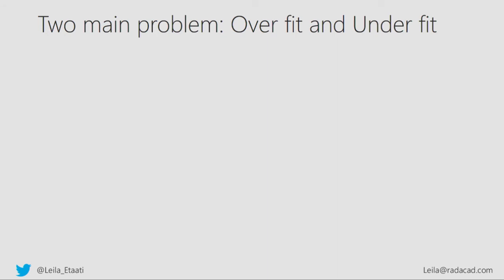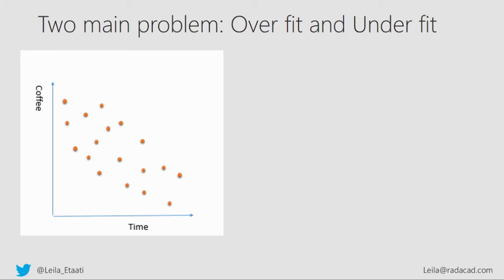setting the parameters. We have to set up the parameters that we have in our algorithm to avoid two different problems. One is being biased or underfitting, and the other one is overfitting. So what do they mean and how can we avoid them? Imagine I have data about coffee and time. So here I have the time of the day and the number of coffees.